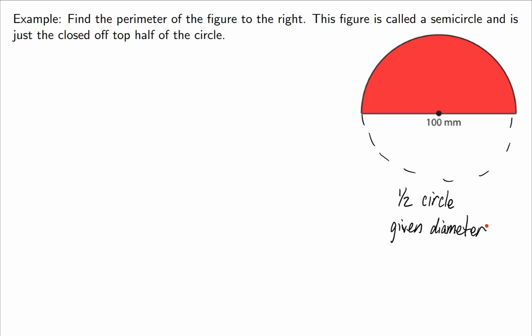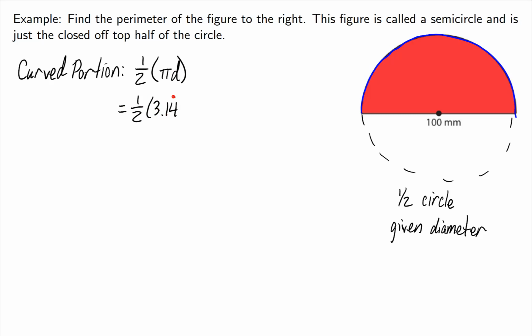So this is the strategy we will take. The first thing we want to do is find this length. And often when I do this, I call this the curved portion. You'll simply take the formula that you're familiar with for circumference, but I need to cut it in half. So I've got 1/2, and then I pick a circumference formula. Again, it's half a circle, that's why I'm putting a 1/2. Since I'm given the diameter, I'll use pi d. So then I get 1/2 times 3.14 times 100, and when I do that, I get 157 millimeters. If you're using your pi key here, your answer will differ a good bit from mine. However, that answer is just as acceptable.